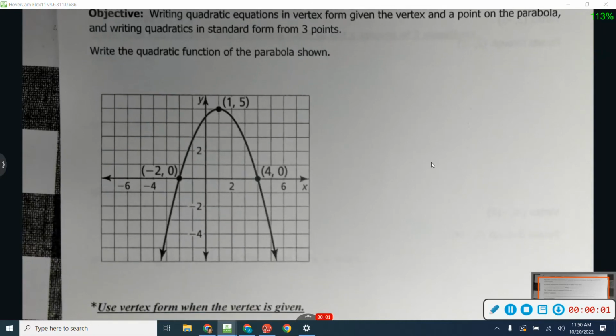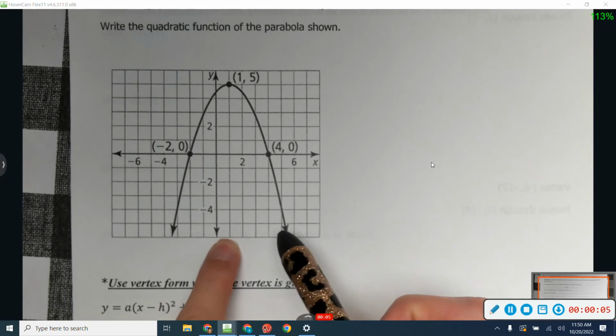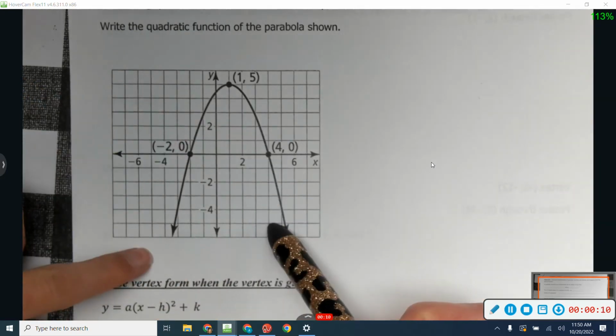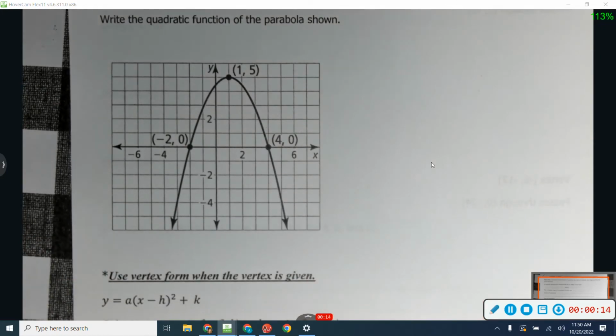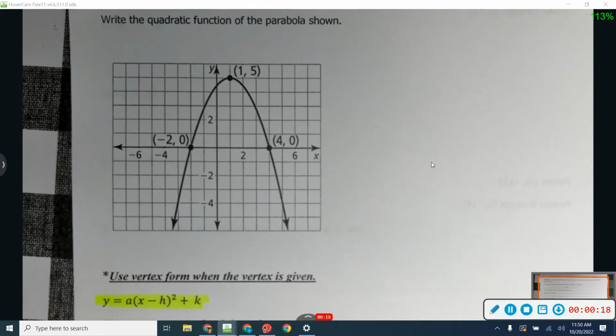Okay, so we're going to start with this problem where I give you the graph. I'm going to give you a graph and we need to write it in vertex form. Your vertex form, if you don't already have it memorized, is y equals a times (x minus h) squared plus k. Okay?